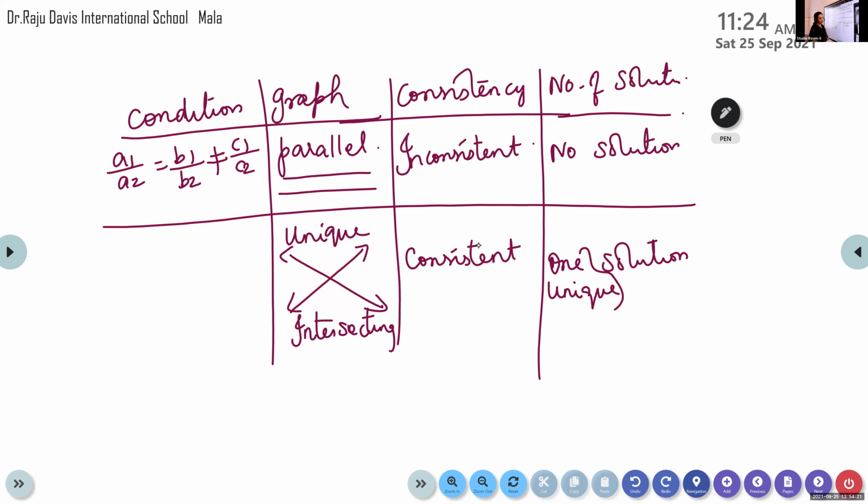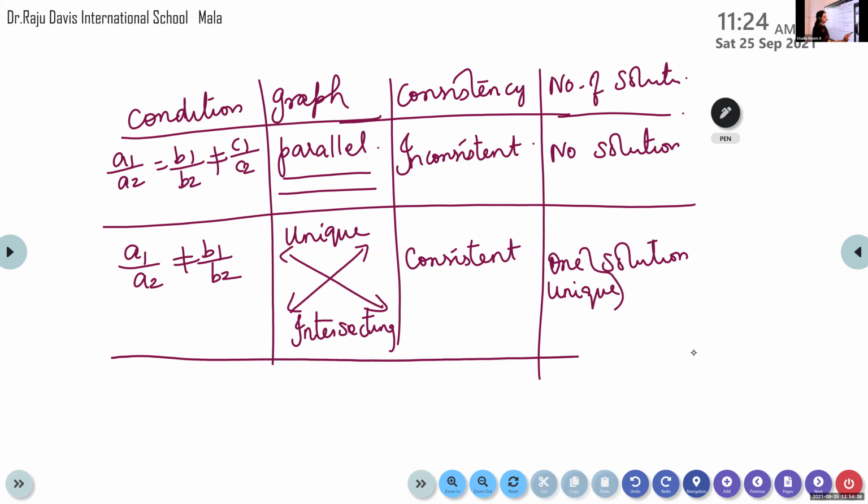And what about the condition? Condition for a unique solution: A1 by A2 is not equal to B1 by B2.